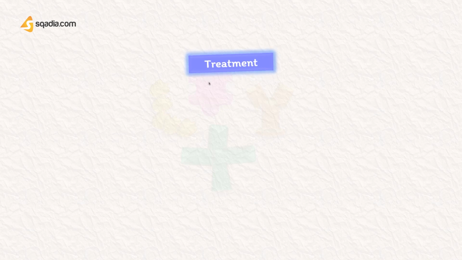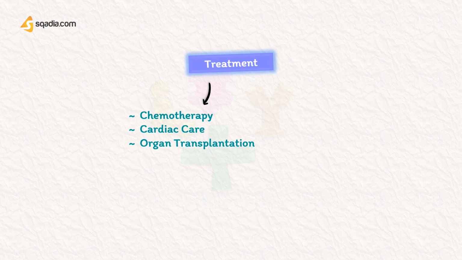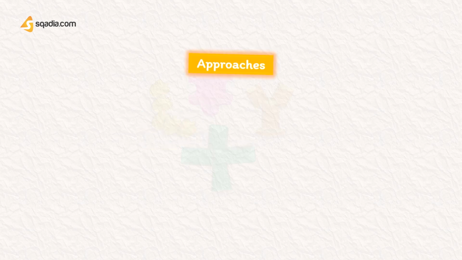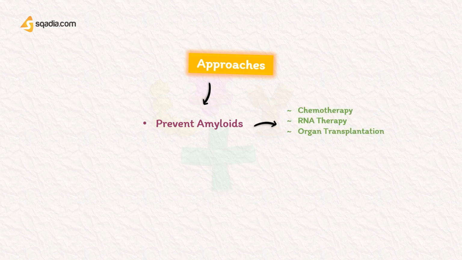Amyloidosis can be treated by using chemotherapy, cardiac care, and organ transplantation. There are three main approaches to disrupt amyloids. First of all, there is a need to prevent amyloids by early and precise diagnosis, and then treatment with chemotherapy, RNA therapy, and organ transplantation.